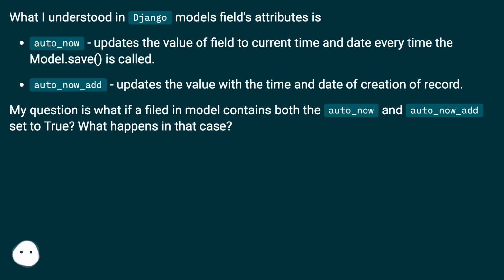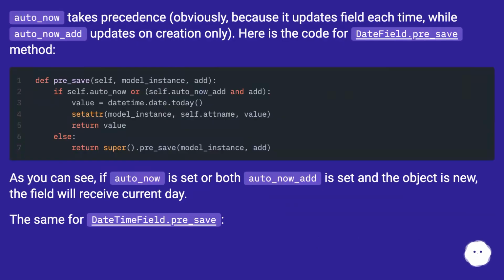My question is, what if a field in a model contains both auto_now and auto_now_add set to True? What happens in that case? Auto_now takes precedence, obviously, because it updates the field each time, while auto_now_add updates on creation only.